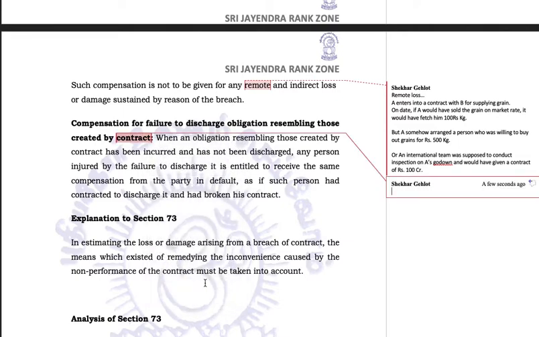These are called quasi contract. Just like contract we have discussed in the previous slide, so you can always go back and check them. When an obligation resembling those created by contract has been incurred and has not been discharged, any person injured by the failure to discharge is entitled to receive the same compensation from the party in default as if such person had contracted to discharge it and had broken his contract.